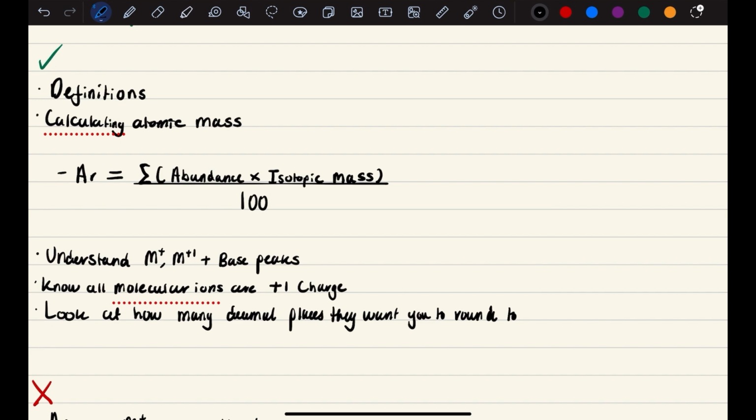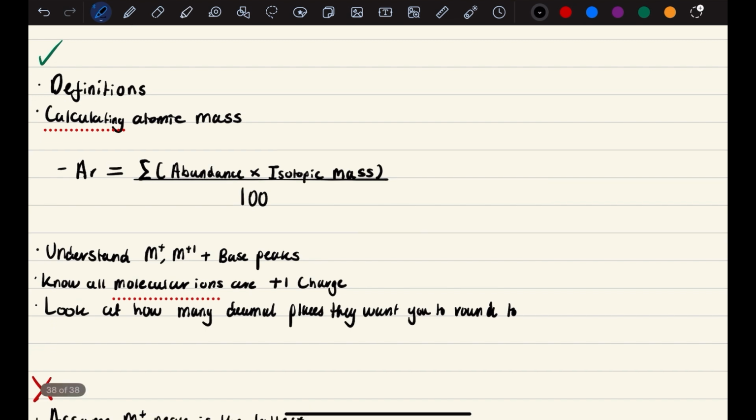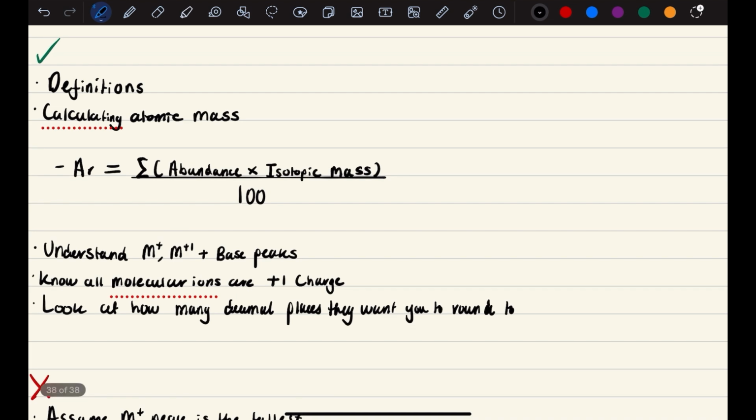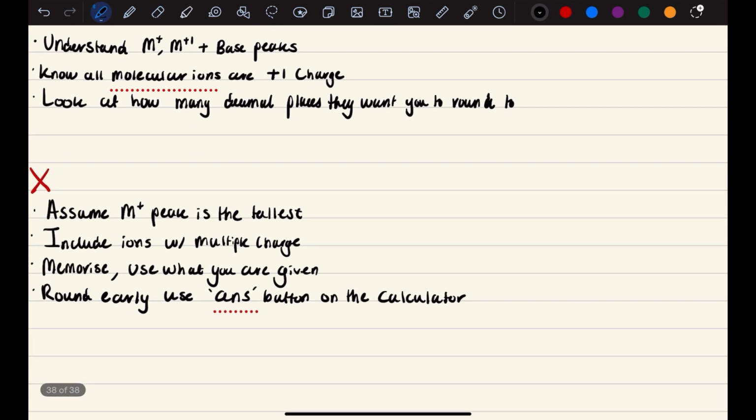Then look at how many decimal places they want you to round to. Guys, it is honestly devastating when you do the question, do all the workings out, and you've missed it on 1 mark because you didn't round to the right decimal places. It seems like, oh, it's only 1 mark dropped. Please, 1 mark can be the difference between an A and an A star. It can be the difference between an A and a B. Please just look at how many decimal places in the question. You don't want to drop a silly mark for that.